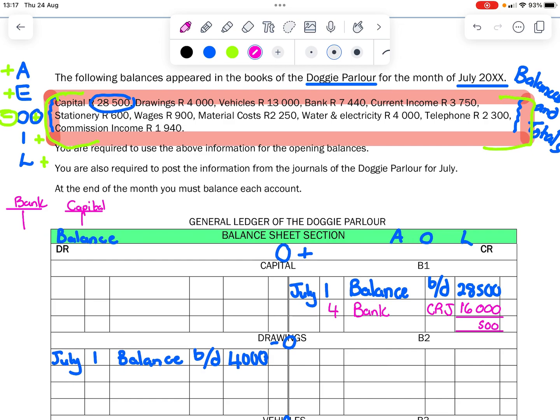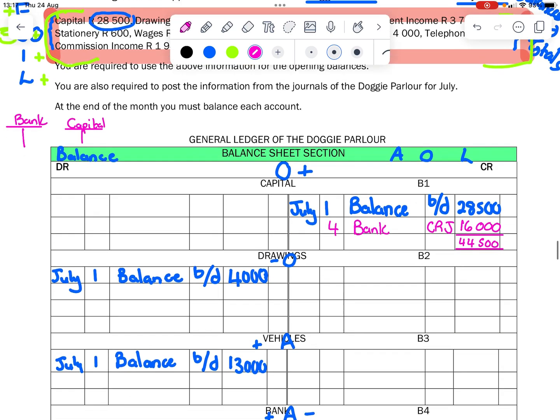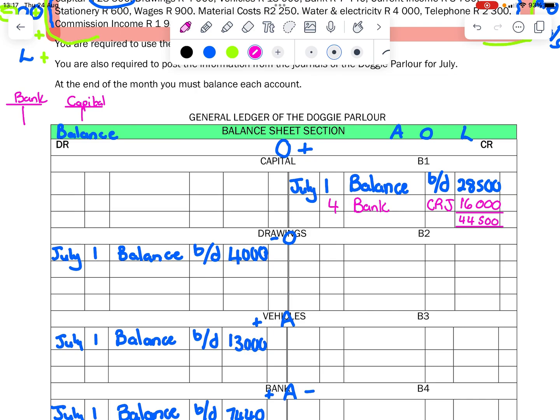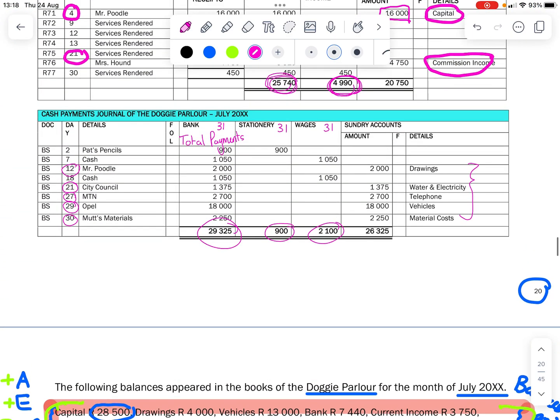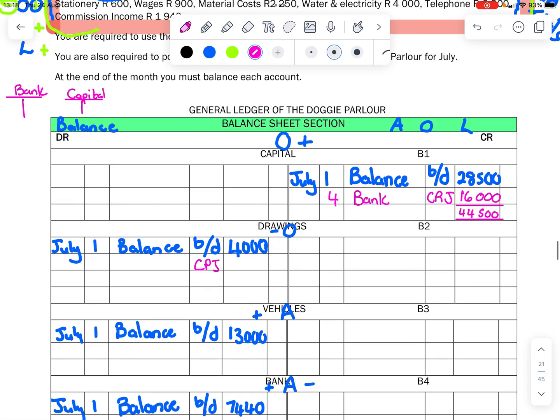So our total here should be 44,500 for capital. Then we get to drawings. Now we need to ask ourselves, where would drawings take place? Money's going out of the business, so it should be the CPJ. So if we go up to the CPJ and have a look, we've got drawings here of 2,000 Rand on the 12th. Now because it doesn't have its own column, we'll use the 12th.